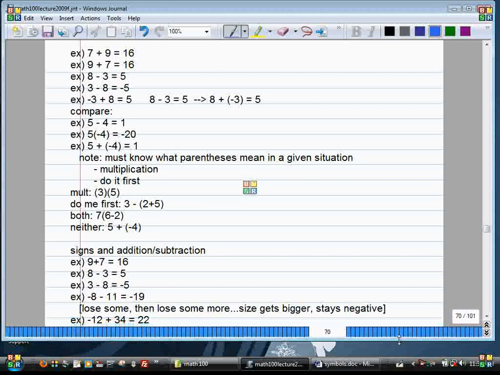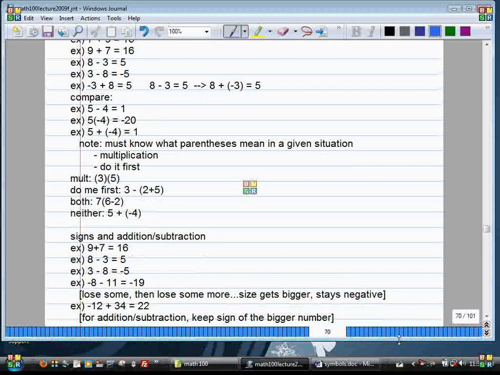Okay. And what about negative 12 plus 34? You've got a gain of 34, a loss of 12. So the easiest way to think of this is 34 minus 12, which gives you 22, and you know the result is going to be positive because you've gained more than you've lost. So this rule of thumb, which we learned in elementary school, is that when you're doing addition and subtraction, you keep the sign of the bigger number.